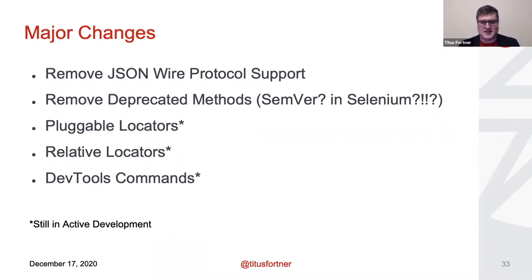We're removing deprecated methods. The joke here is that Selenium explicitly does not follow semantic versioning. But in this case, we are using the fact that there's a major version update to delete things that have been deprecated for a while. Pluggable locators and relative locators and DevTools, these are still in active development. I'll talk about those here in a second.